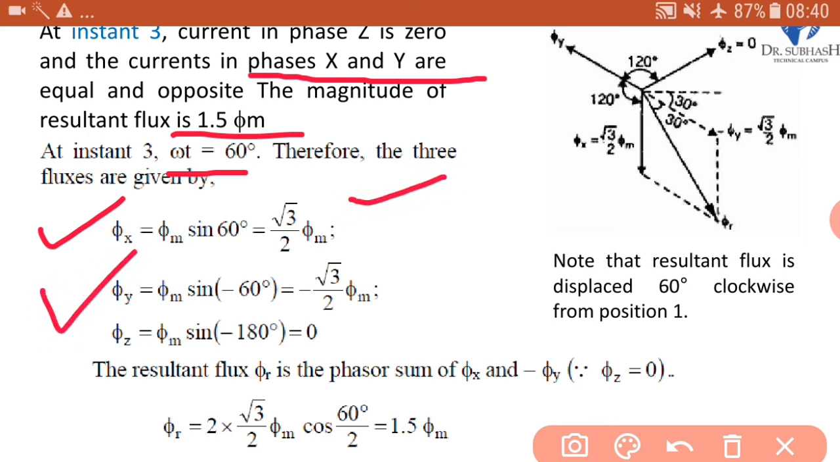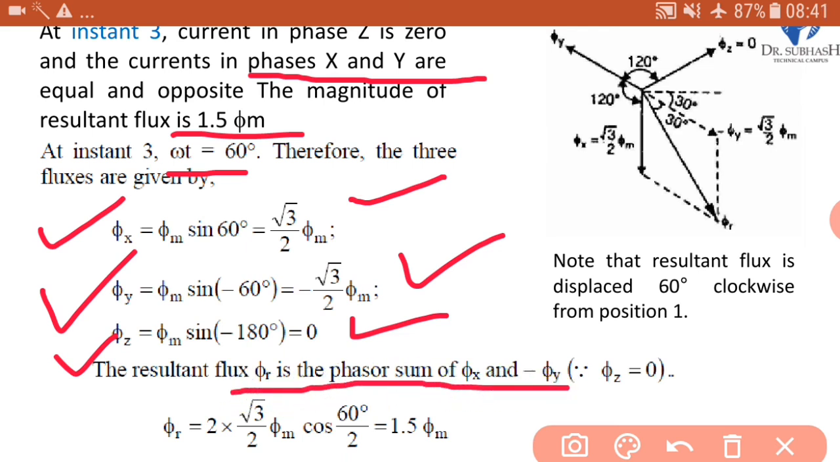Then phi y is equal to phi m sin minus 60 degree. It is equal to minus root 3 by 2 into phi m. And flux due to z phase, phi z, is equal to phi m sin minus 180 degree, and it is 0. So the resultant flux phi r is the phasor sum of phi x and minus phi y. So phi r is equal to 2 into root 3 by 2 phi m into cos 60 by 2. After evaluating this we get the answer 1.5 into phi m. So again the resultant flux is constant and it is 1.5 into phi m.